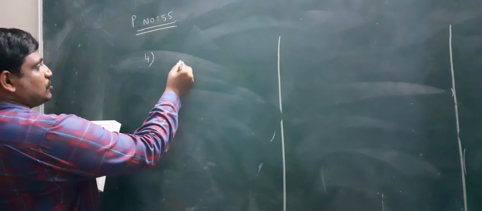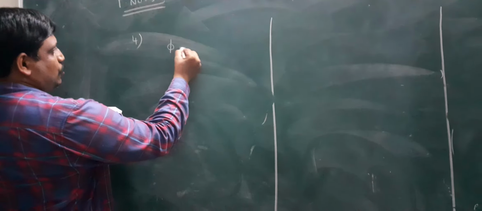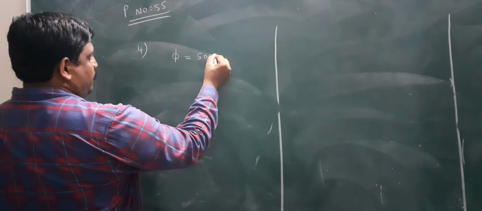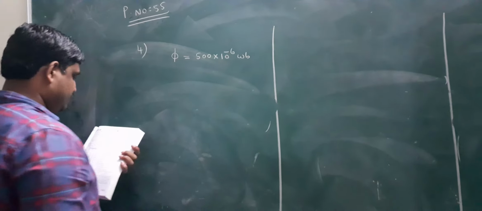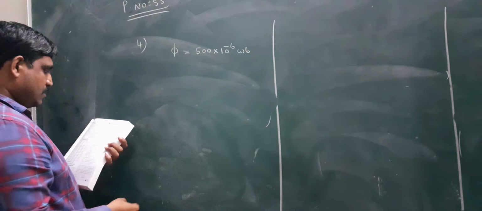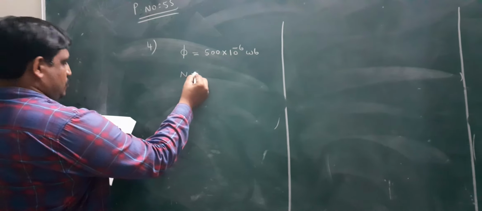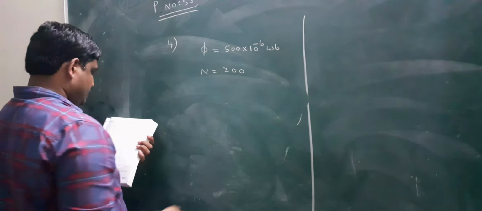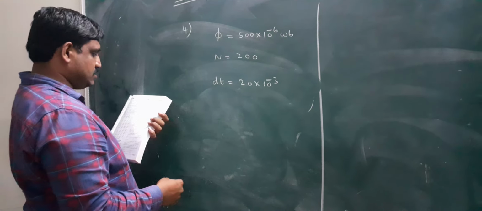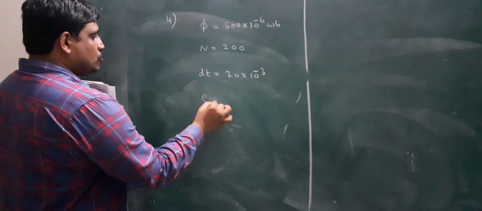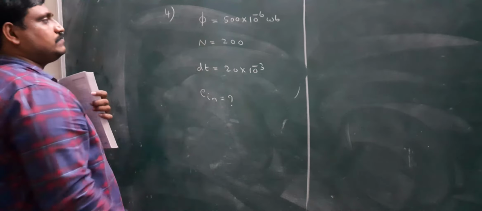Find the time. The given magnetic flux is 500 × 10^-6 Weber. Here the number of turns is also given, 200 turns. Here the flux is reversed in a time. The time is given as 20 × 10^-3 seconds. Find the induced EMF in the coil.